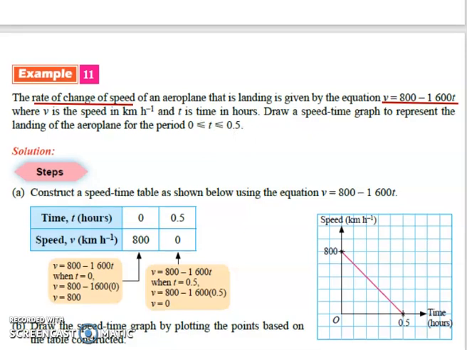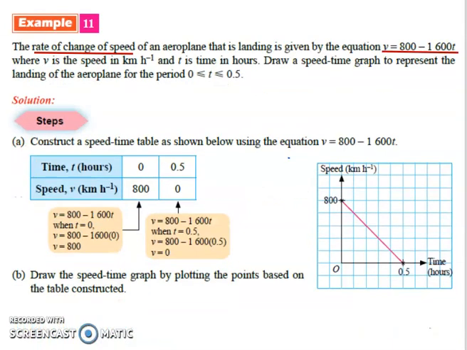So first step, you need to construct a speed-time table as shown using the equation. Simply use the time taken. The time here is between 0 and 0.5. So you can instantly use t equals 0 and t equals 0.5 and then substitute inside the equation to get your speed value.